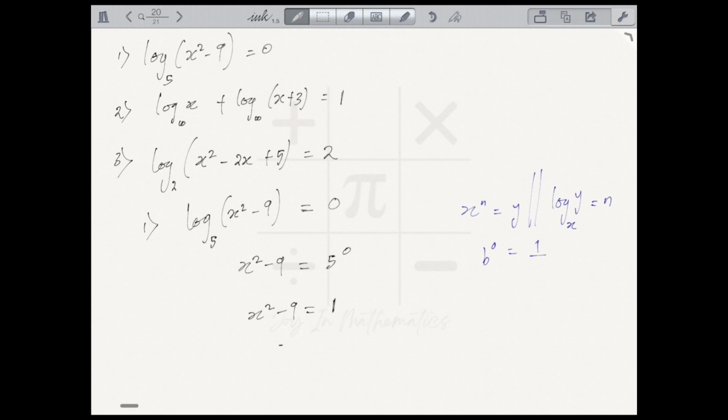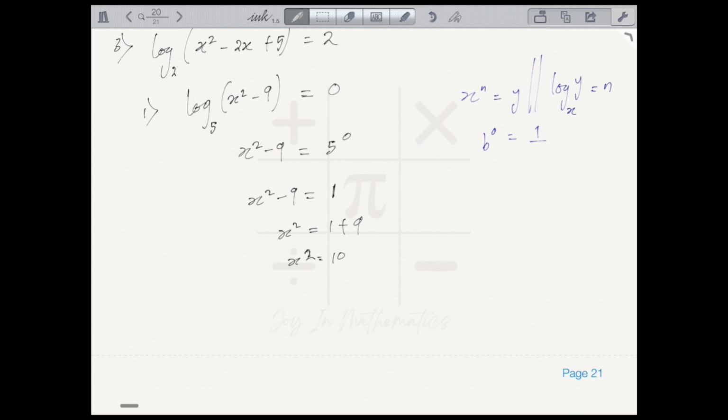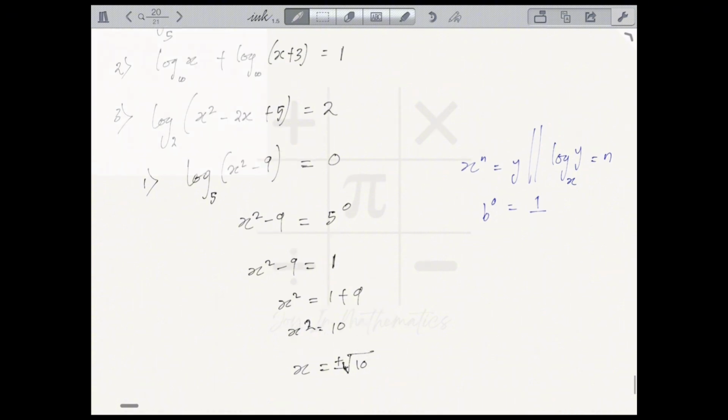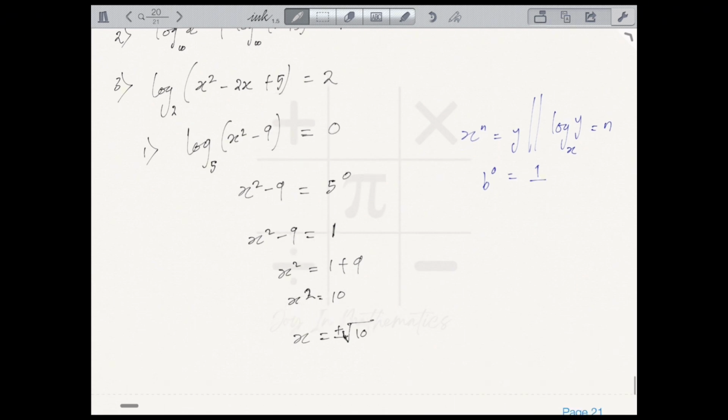So we can simplify for x now. So x squared will be 1 plus 9, x squared will be equal to 10. So now x will be the square root of 10, and the square root of 10 will contain a plus or minus. So our answer now will be plus or minus square root of 10. And if you plug this value into this equation using your calculator, you will have 0. Now let's solve the next question.